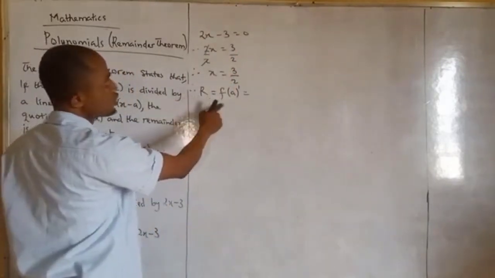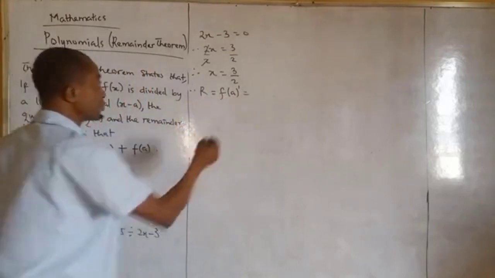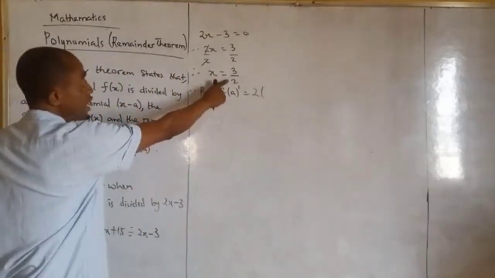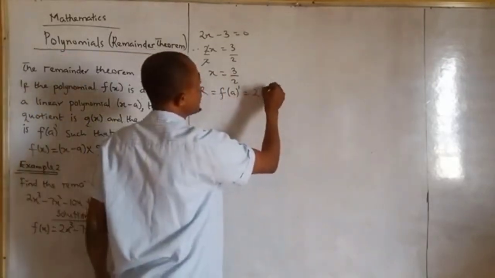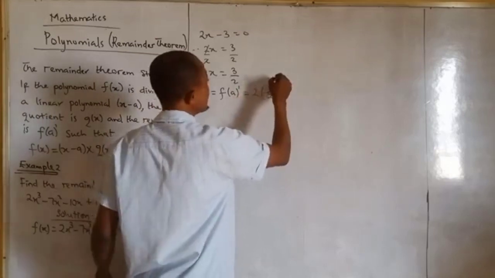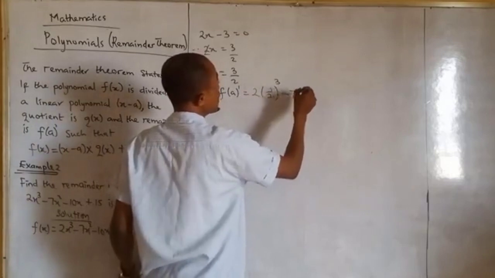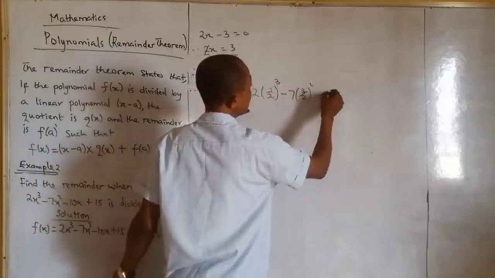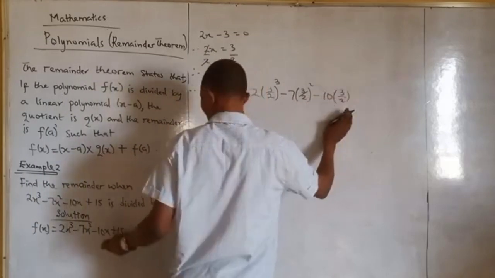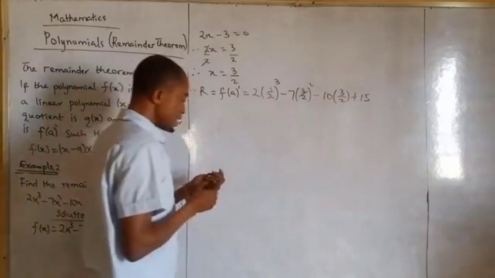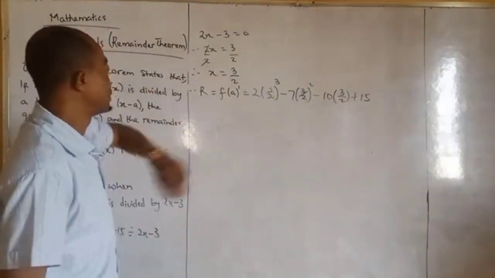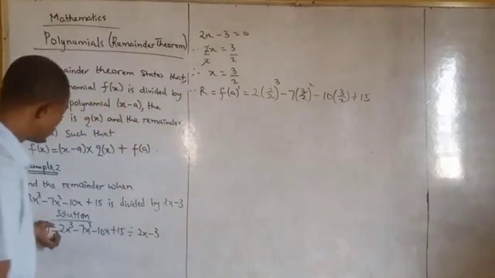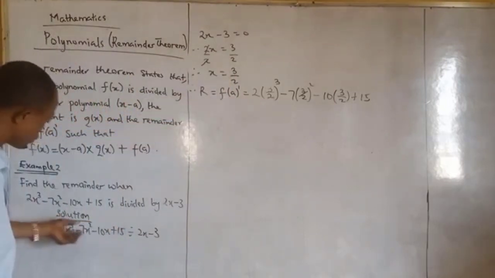So r now is equal to f of x, which is the same thing as 2 open brackets, the value of our x, 3 over 2, we substitute. That's 3 over 2 in brackets to the power of 3, then minus 7 open bracket 3 over 2 squared, minus 10 open bracket 3 over 2, then plus 15. We observe that the value of our x here is the same thing as a, which is what we substituted into f of x.